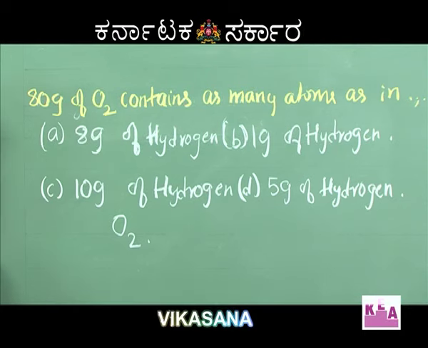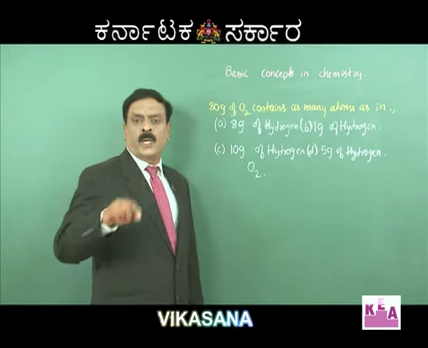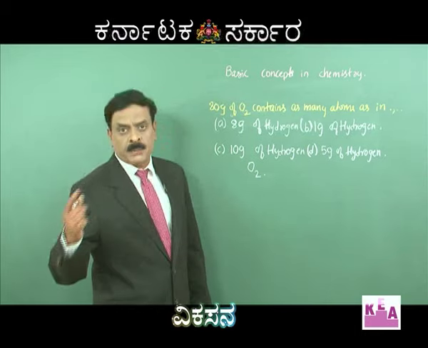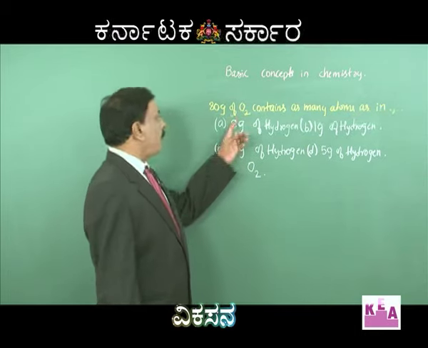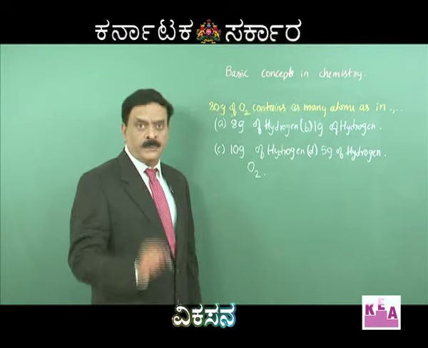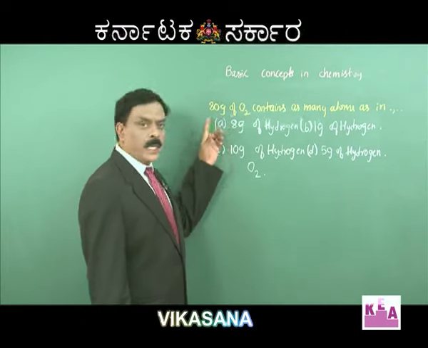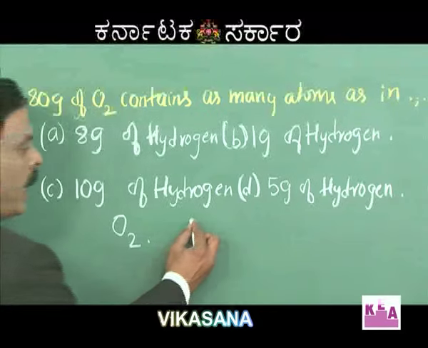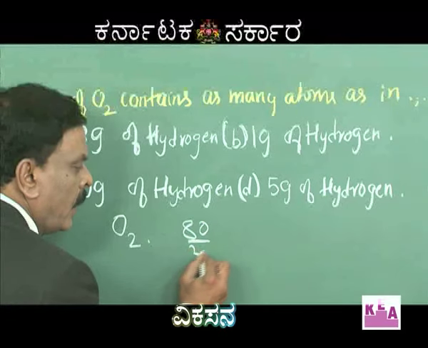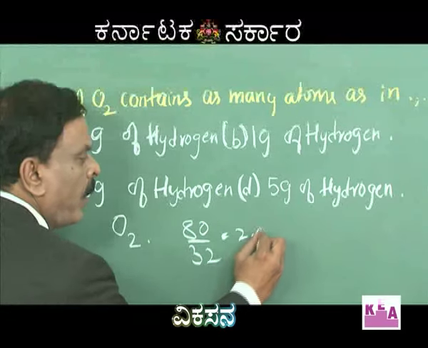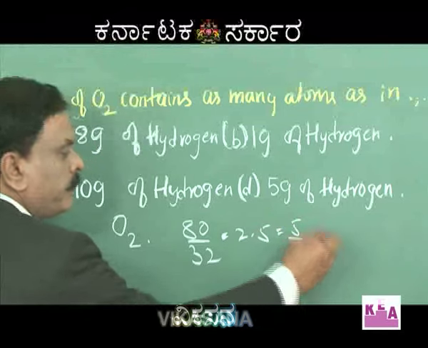Dear students, please remember that 1 mole of any substance will have a mass equal to its molecular mass. The molecular mass of oxygen is 32, and therefore, the number of moles of oxygen in 80 grams of oxygen is 80 by 32, which turns out to be 2.5 or say 5 by 2.